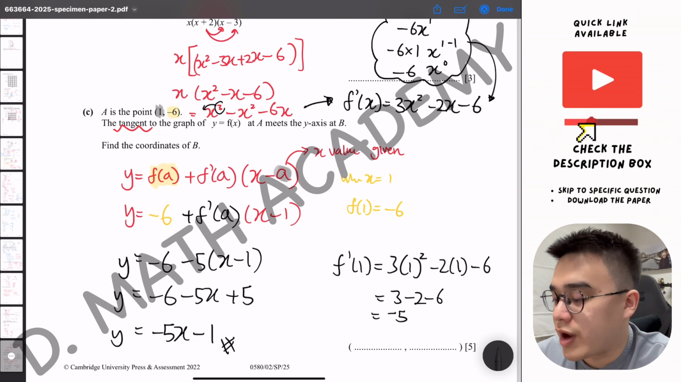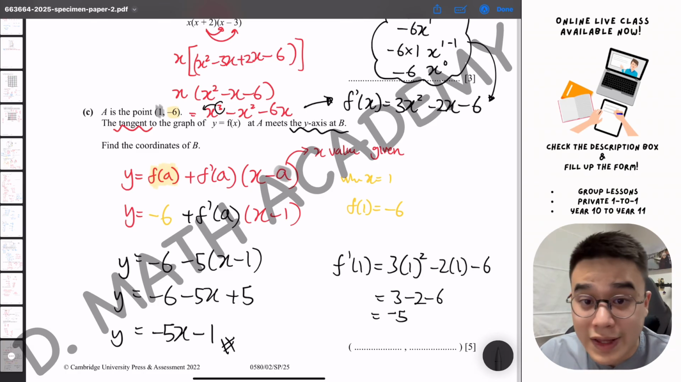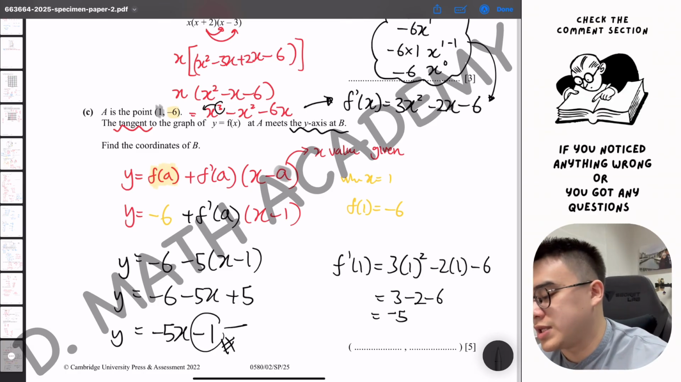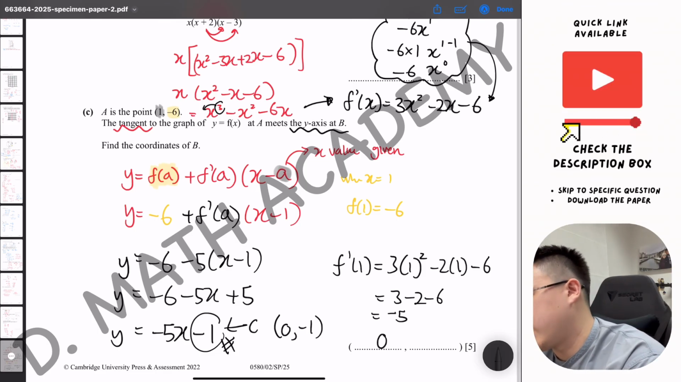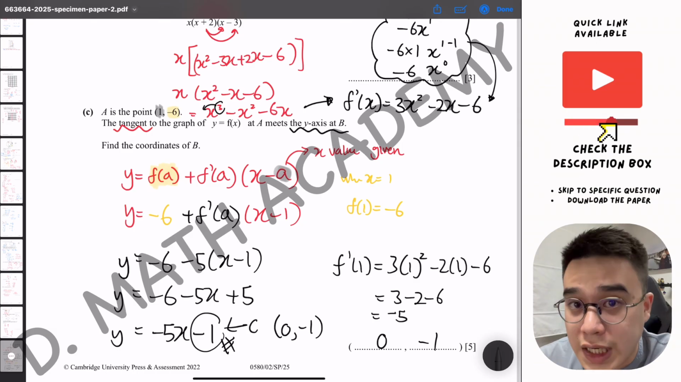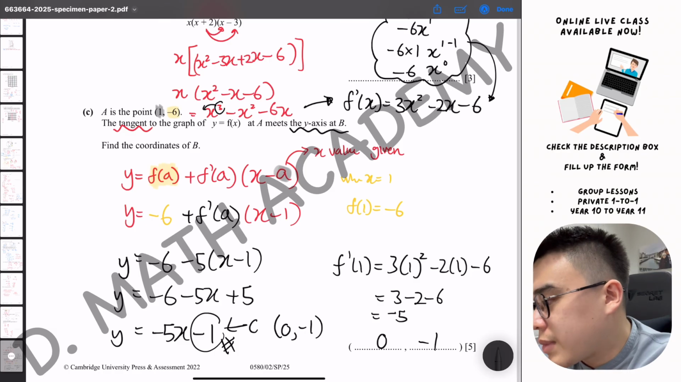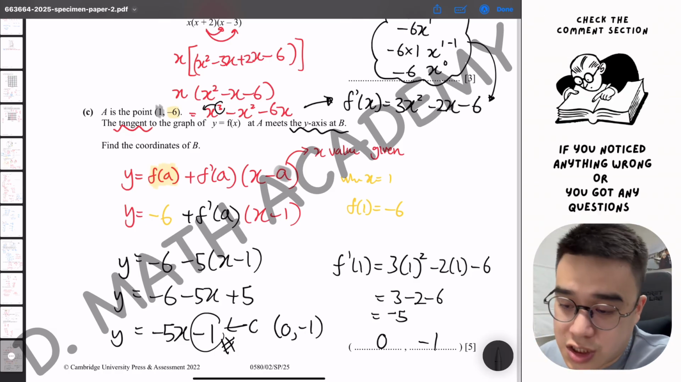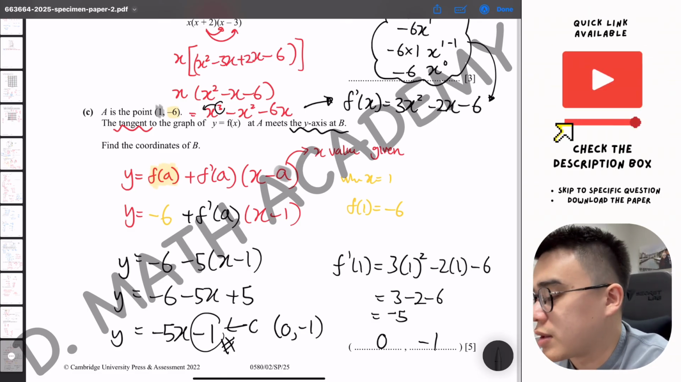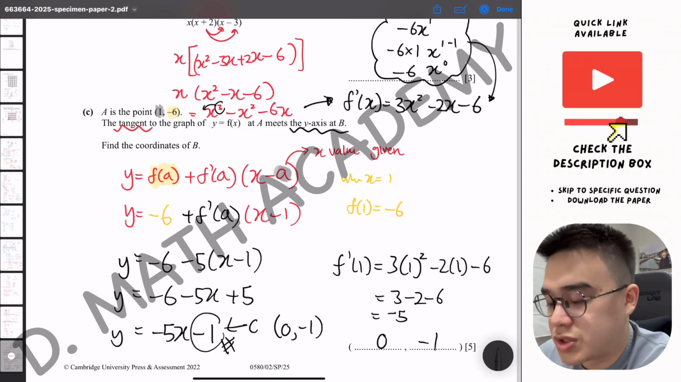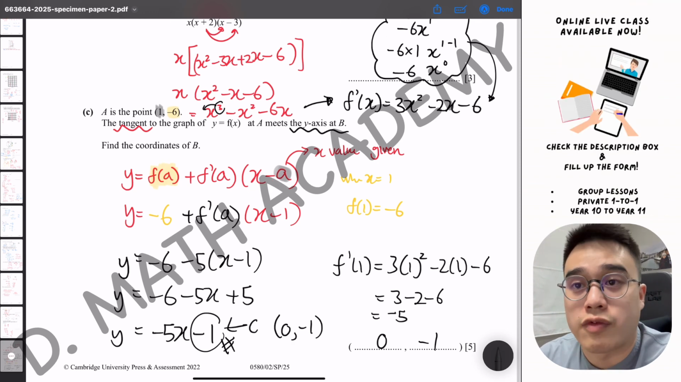Okay, and they want us to find coordinates B. They say B meets at the y-axis, basically a y-intercept. So y-intercept is this C here. So C's format is 0, -1 to get the 5 marks. Okay, this is not the only way to do it, but as an AdMath student or AdMath teacher, okay, I prefer to use the simplest way, and this is the one that I think about to use almost immediately. Okay, so if you can remember this formula, it's going to be helpful for you.